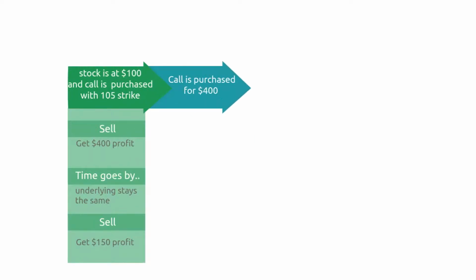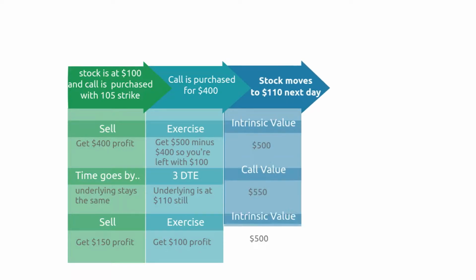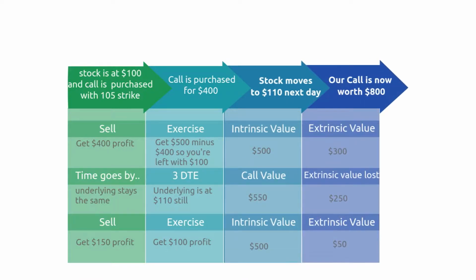A call option purchased that has a strike price of 105 when the stock is trading for 100 may be around $400. Tomorrow, the stock moves up to $110, and now your option is worth $800. If you sell, you get $400 of profit. If you exercise the option, you'll get $500 minus what you paid for the option, which was $400, and now you're left with $100 profit from exercising the option. Would someone exercise the option in this scenario? Probably not, seeing how it has so much extrinsic value.